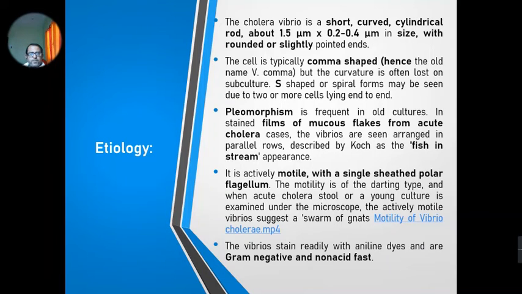Now when we stain this bacteria with aniline dyes, these bacteria are gram negative bacteria, and they are also non-acid fast.